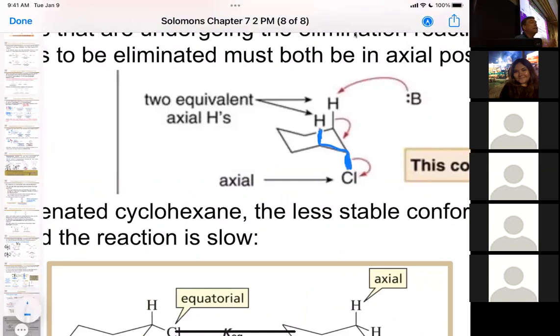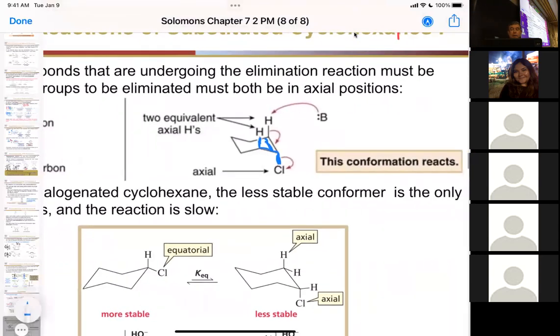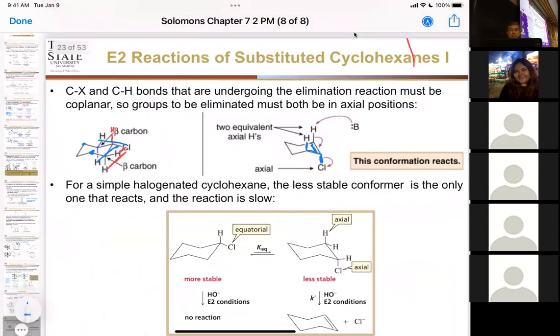So in cyclohexanes, you want to have the chair conformation that has your leaving group in the axial position and a hydrogen in an axial position. That tells you where it will eliminate. Okay, so that means either one of these can go. So that means we're going to form a double bond somewhere in there and give us a single product.